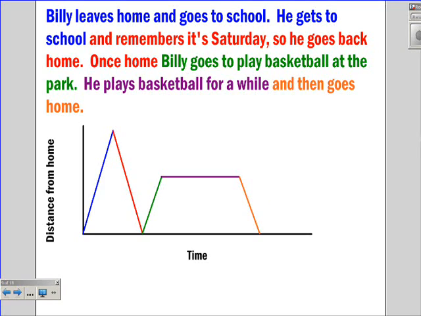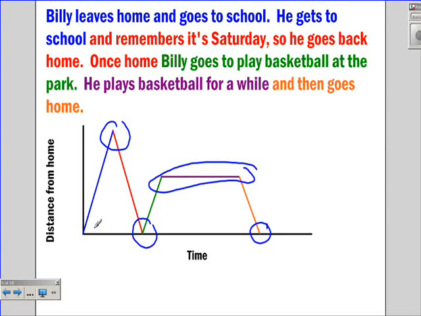Now, if I'm looking at this graph as a teacher and I'm trying to tell whether or not you've graphed it correctly, because there could be many ways to graph this, I would really be looking for this point right here, in that he got to school and then went back home. Did he make it back home? Was he at the park? And did he end at home? Those are the main parts that I'm looking at. Also, does he start at home?